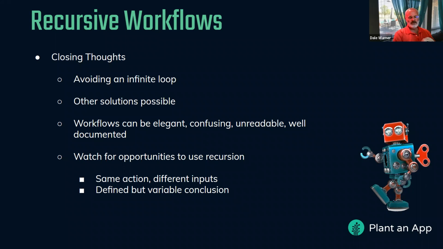Knowing that Plant and App can do recursion, now you want to watch for these opportunities. In this case, we're doing the same action over and over again, with the same number of inputs, and we can figure out a way to make sure there's a defined conclusion. In this case, we ran out of addresses, or we satisfied the demand of how many we were trying to assign. You look for those opportunities and take advantage of that feature.